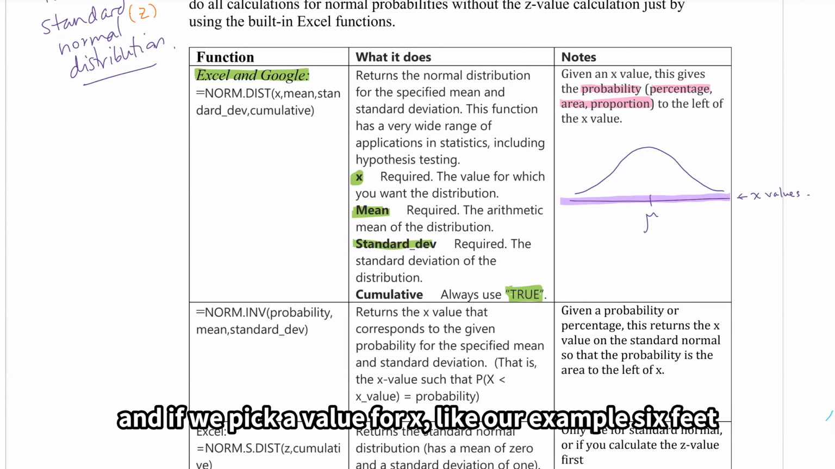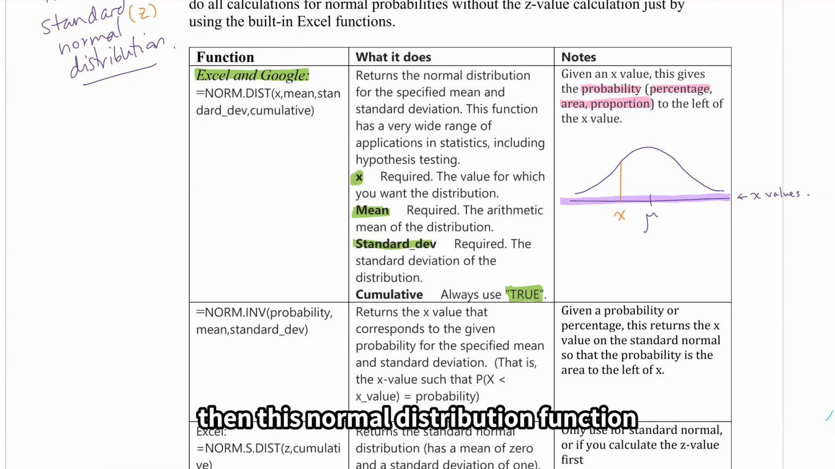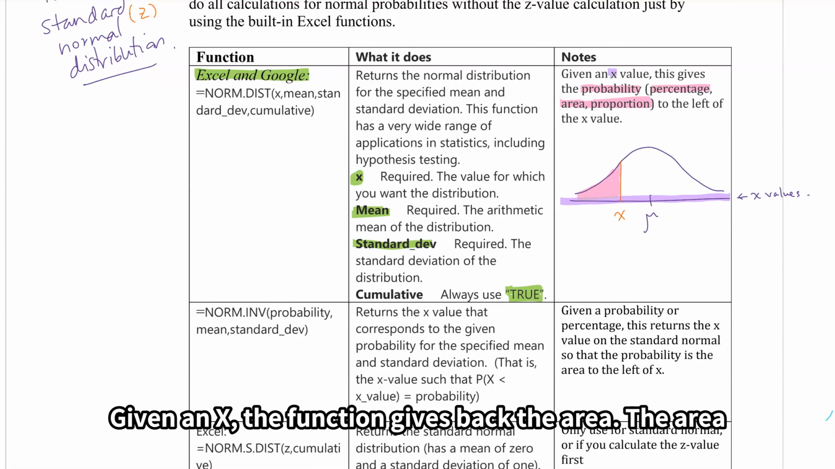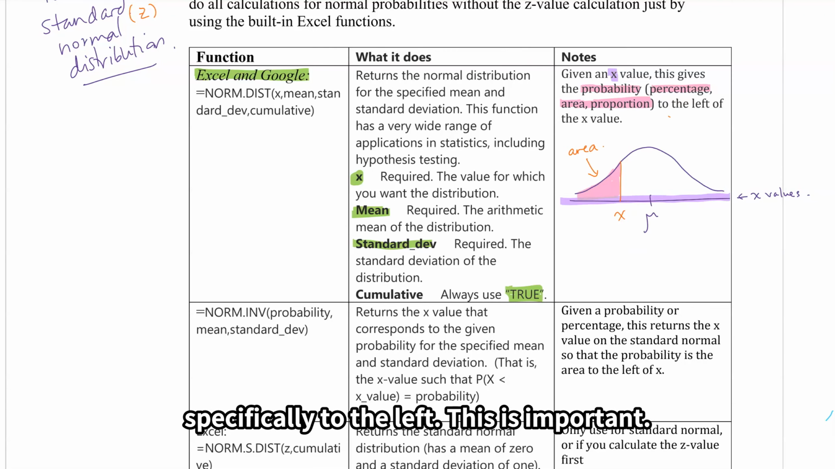And if we pick a value for x, like our example, 6 feet, then this normal distribution function will give us back the area to the left of that x value. So given an x, the function gives back the area. The area specifically to the left.